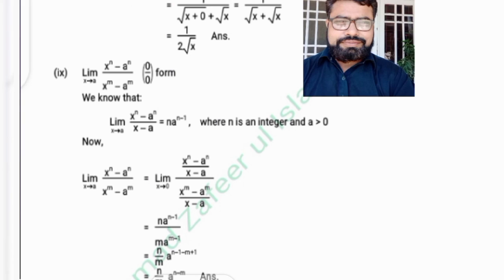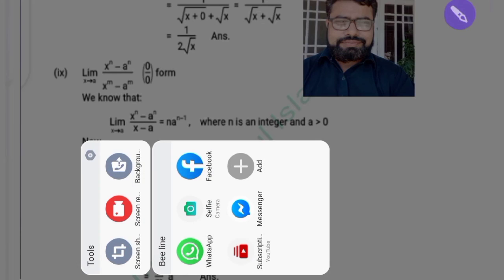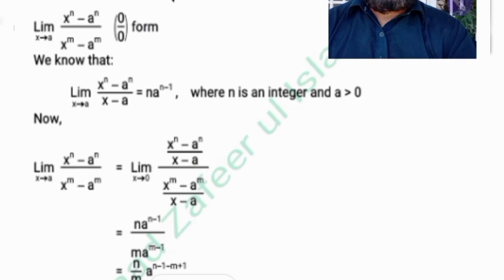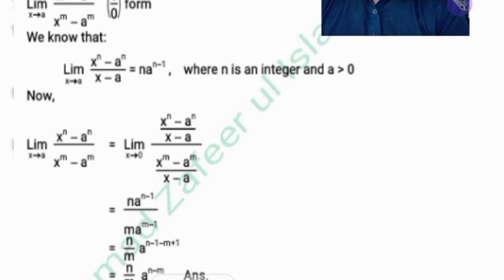As there is the same base a, the power will be minus. If the base is same and terms are multiplied, we will add. If the base is same and terms are divided, the power will be subtracted. Now we will subtract the powers.